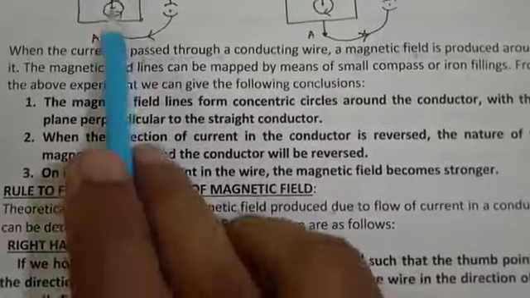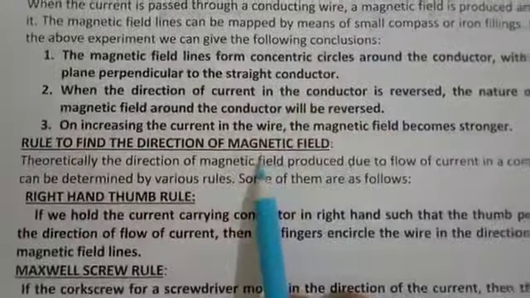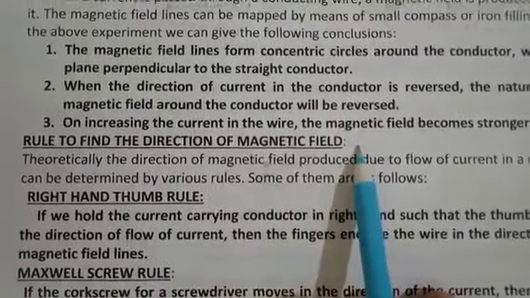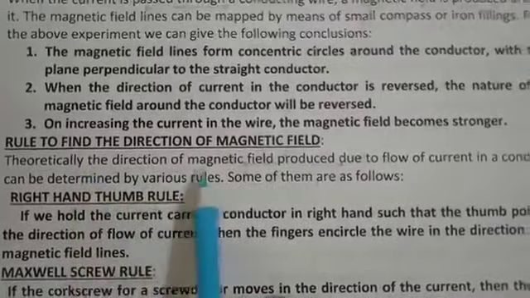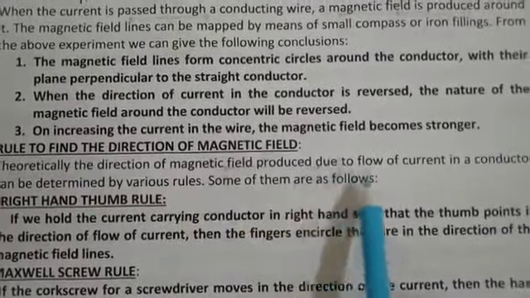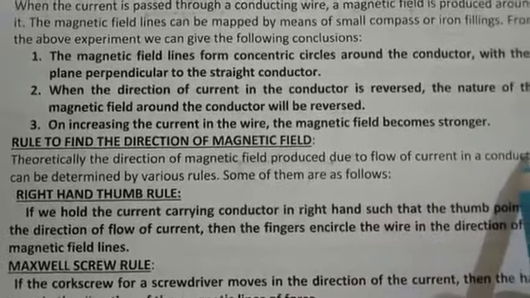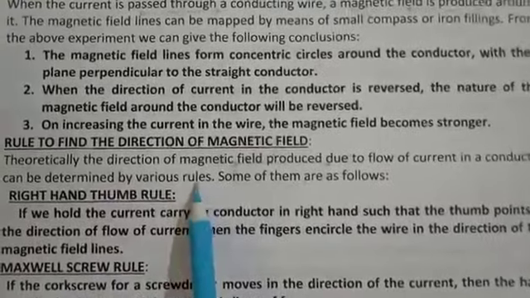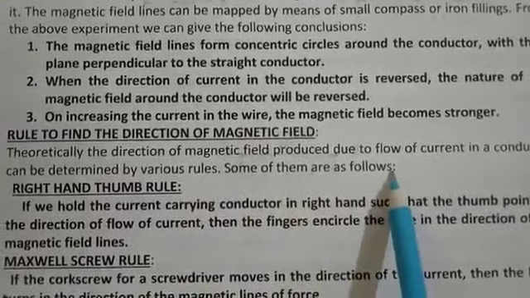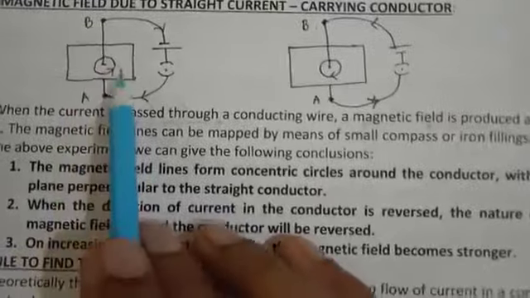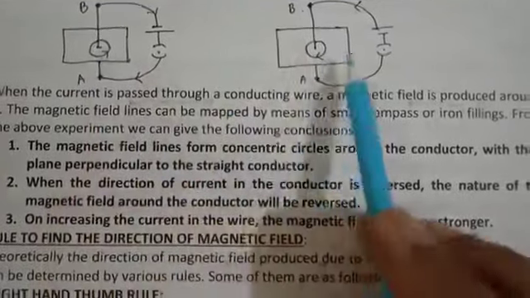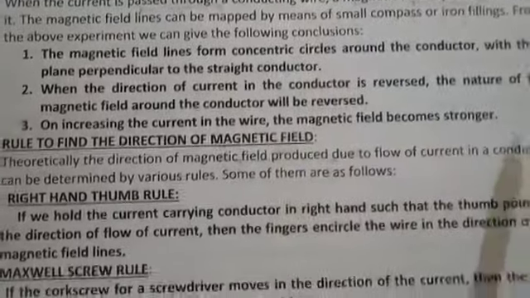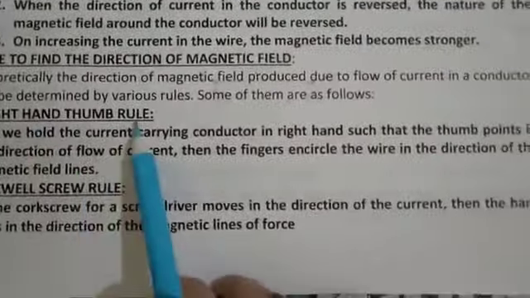Now to know the nature of the magnetic field, we have rules to find the direction of the magnetic field. Theoretically, the direction of the magnetic field produced due to flow of current in the conductor can be determined by various rules. Some of them are as follows. So if you are interested to know the nature of the magnetic field around this straight conductor, we have two rules here. The first rule is the right hand thumb rule.